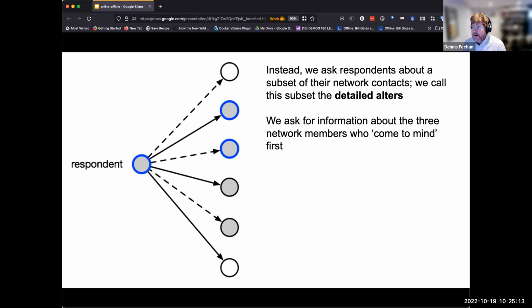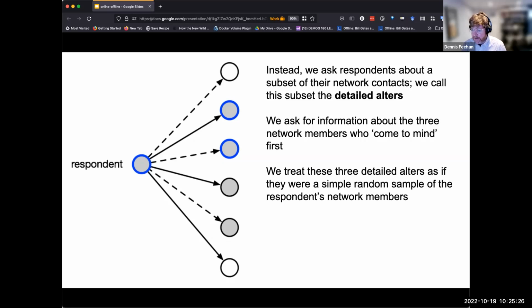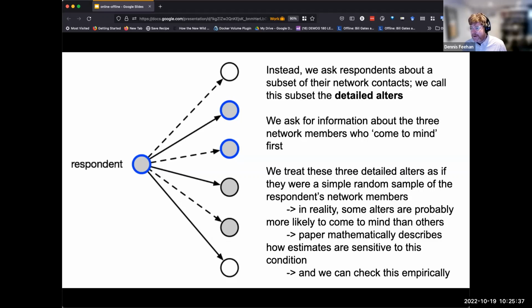So instead, we ask respondents about a subset of their network contacts that we call the detailed alters. We ask respondents to provide in-depth information about 3 of their network members, the first 3 network members who come to mind. And in the actual estimates, we're going to treat these 3 detailed alters as though they were a random sample of the respondent's personal network. So that's probably not exactly right. In reality, it's probably the case that some network members are likely to come to mind more readily than others.